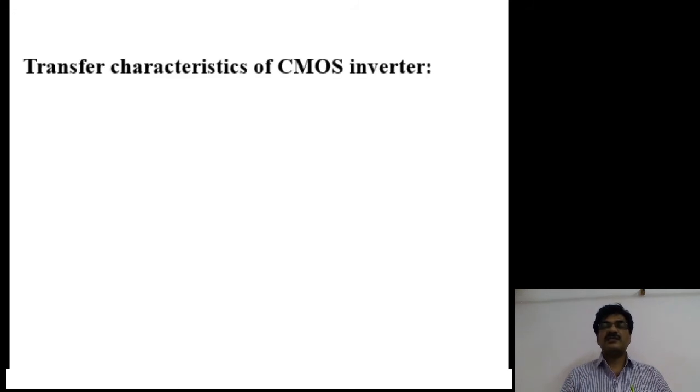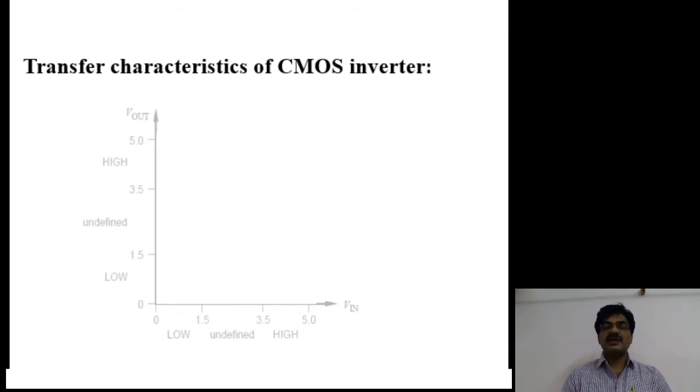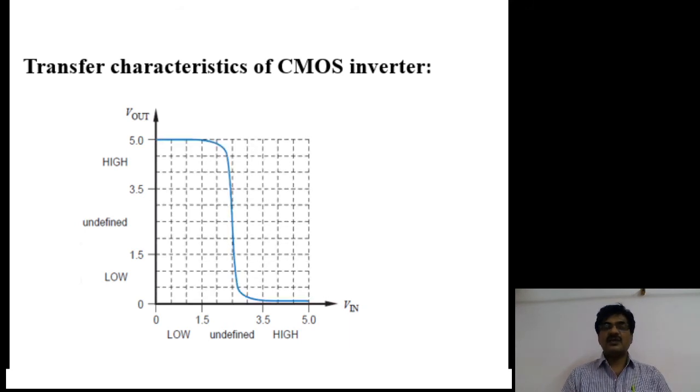Let us see the characteristic curve of the CMOS inverter. It is also called transfer characteristics because it shows the relation between inputs and outputs. Usually the input is represented on the x-axis and output is represented on the y-axis. With reference to very low input, the output of the inverter is logic high value, whereas with reference to high input, the output is logic low.